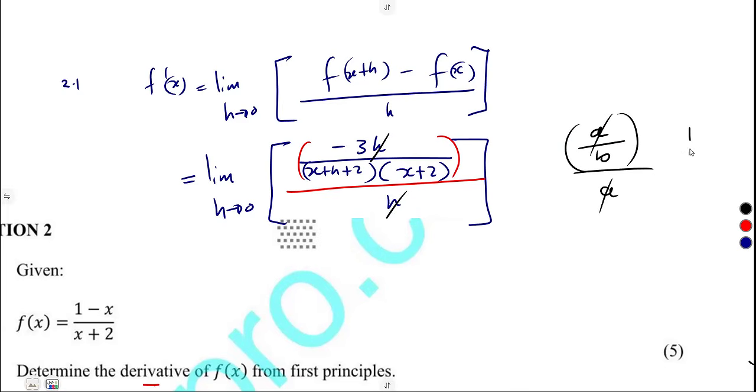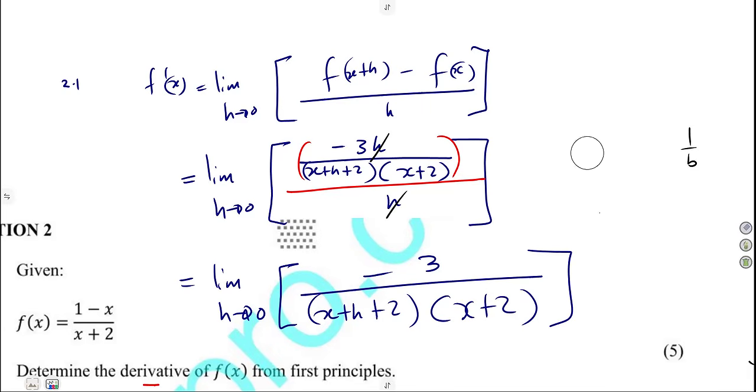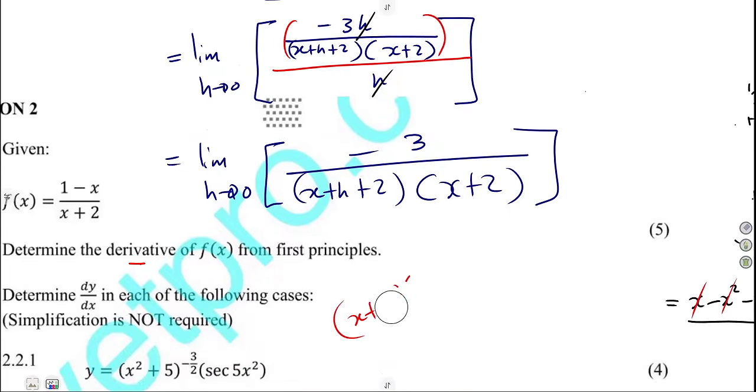This can cancel and you have 1 over b. So that is the case that you can simply use. So meaning to say we're going to have the limit as h approaches 0 of what? You're going to remain with minus 3 over (x plus h plus 2) into (x plus 2). So for this, our limits can be applied. We no longer have the h in the denominator, so we can simply consider that limit.